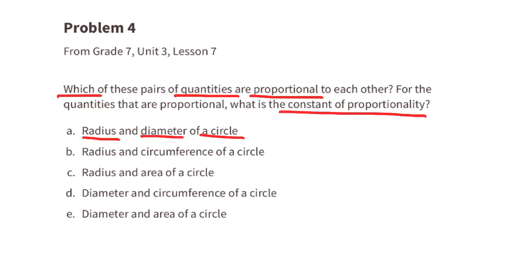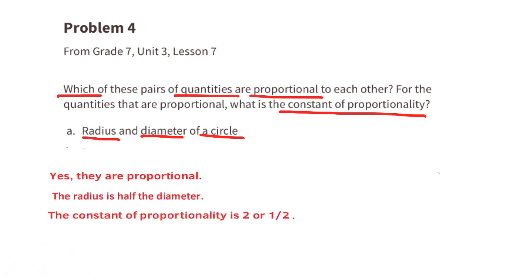Which of these pairs of quantities are proportional to each other? For the quantities that are proportional, what is the constant of proportionality? A. Radius and diameter of a circle. Yes, they're proportional. The radius is always half the diameter. The constant of proportionality is 2, or 1/2.